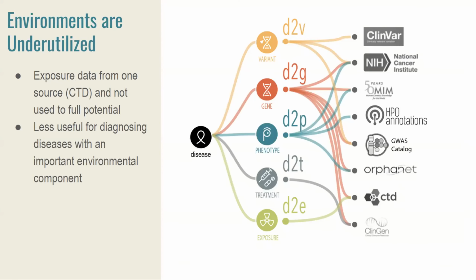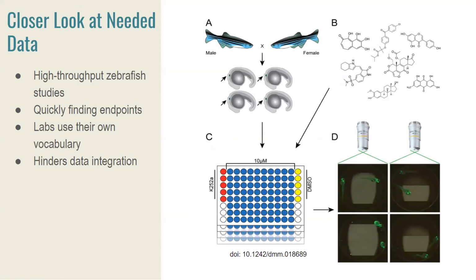And so I've talked a lot about diseases and genes and phenotypes, but one thing that is not very well represented in the graph is environmental exposures. Right now we get our exposure data from only one source, and it's not really being used to its full potential. So that makes our graph much less useful for diagnosing diseases that have an important environmental component. And so the first step in order to make use of these data is to try to come up with a good model for representing the data and then bringing that data into the rest of the graph.